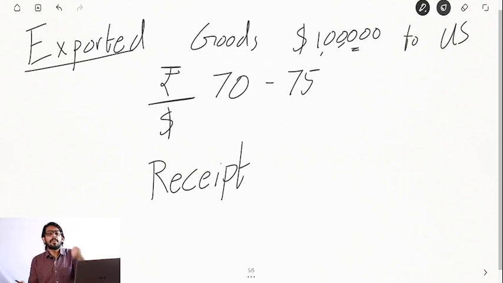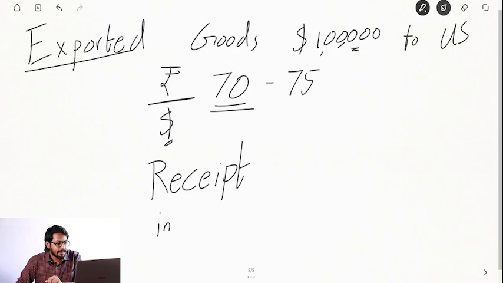What do you do? You go to the bank and tell the banker, I have $1 lakh. Take this $1 lakh and give me rupees instead. Or in other words, this is your asset. You will sell the dollar to the banker and take rupees instead. Or the other way around, the banker will buy dollars from you. What is the rate at which he will buy? He will buy at his buying rate, which is the bid rate of 70 rupees.